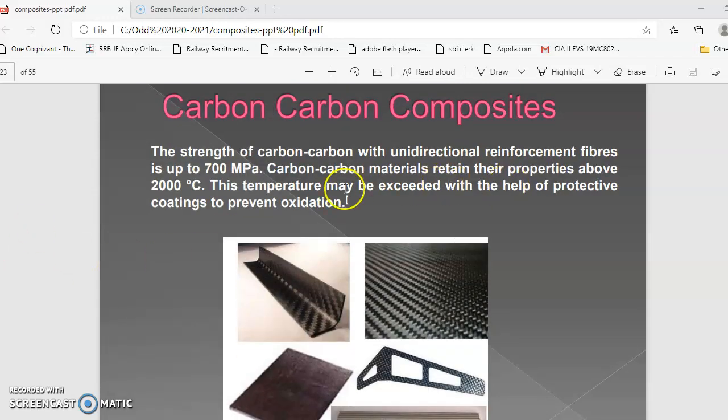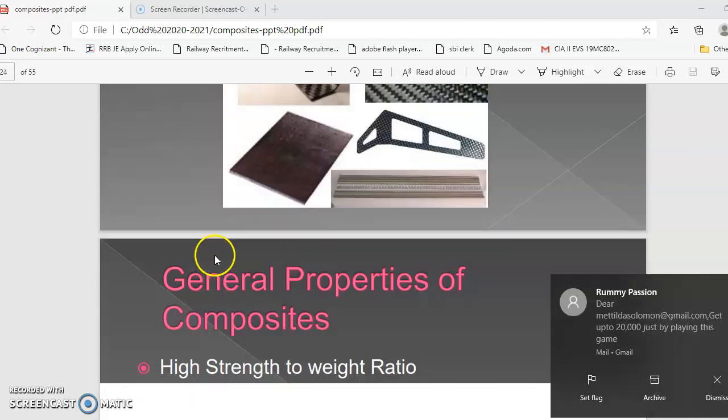This is carbon-carbon composite. The strength of carbon-carbon with unidirectional reinforcement fiber is up to 700 megapascal. Carbon-carbon materials retain their properties above 2000 degrees Celsius also.